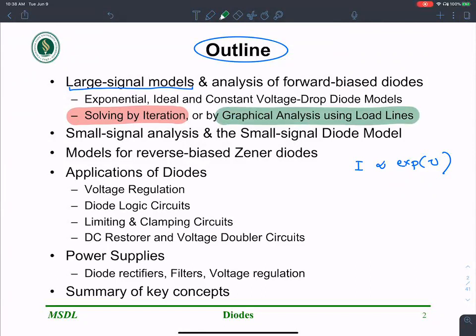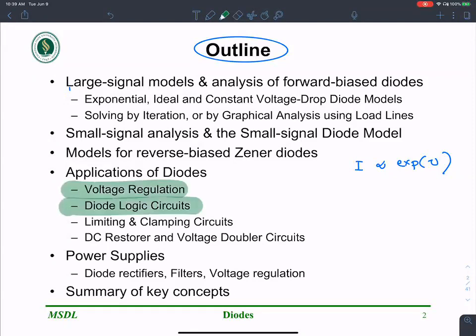And then we're going to go into the idea of reverse biased diodes, including Zener diodes, where the diodes are not forward biased. When you apply a negative voltage to the P type and a positive voltage to the N type, how does the diode behave? Okay, and then we look at the application of diodes as voltage regulators.